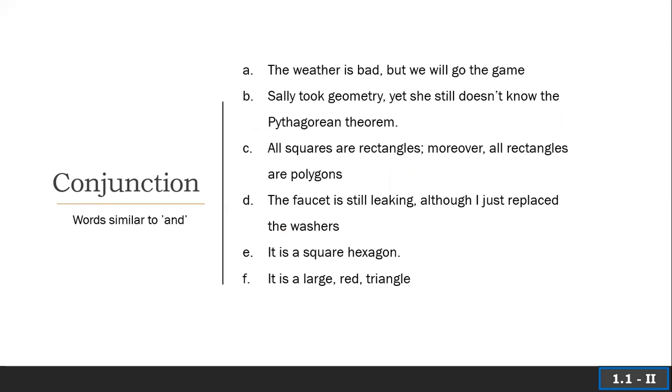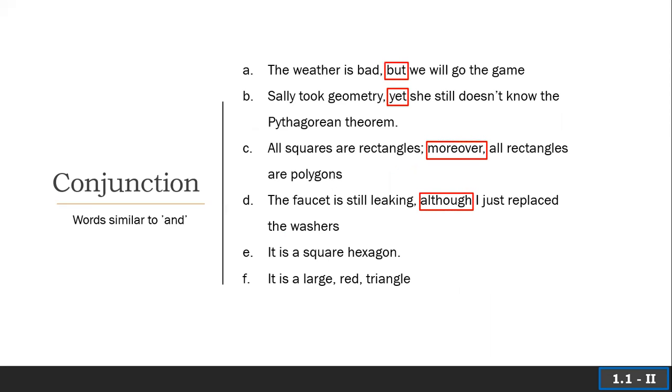Last time I had mentioned that English is not our friend here. Same thing's happening in these sentences. They are all conjunctions despite missing the word and. The weather is bad, but we will go to the game. Sally took geometry, yet she doesn't know the Pythagorean theorem. Right, these are all bridge terms. They're all standing in for the word and.